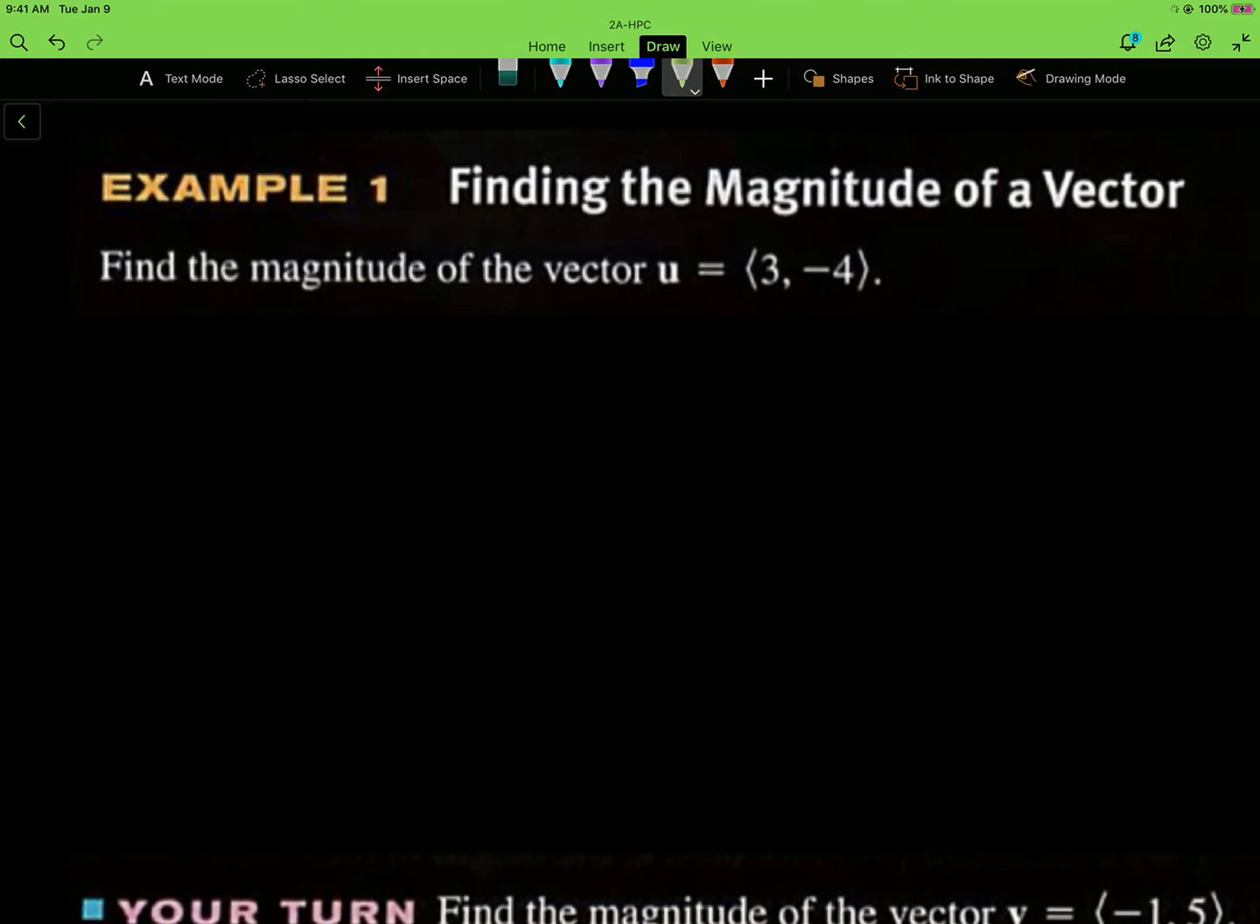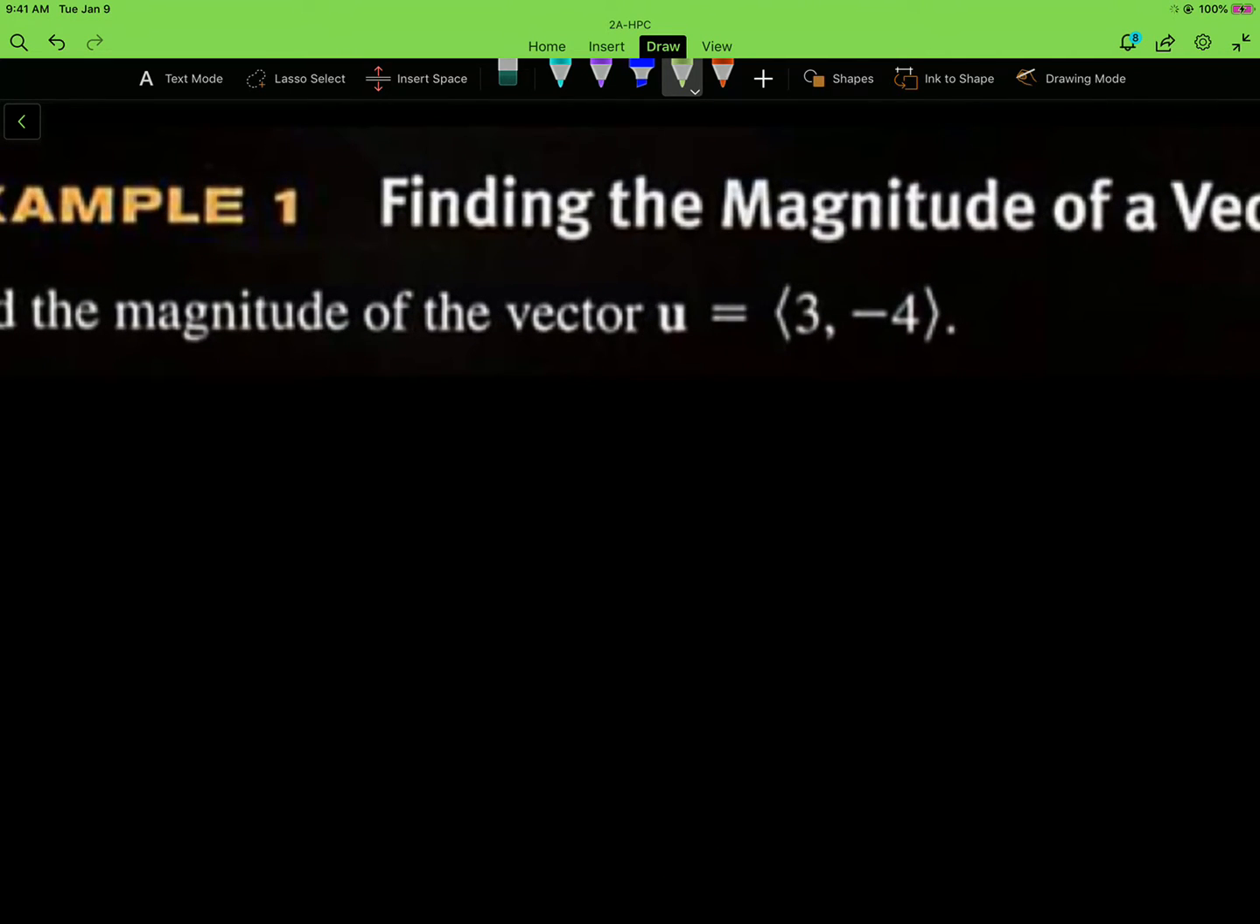So let's practice it. Find the magnitude of vector u. Remember, the textbook doesn't use the harpoon, so I'll add it in whenever we see it here. I might forget, but I'm supposed to add it in.